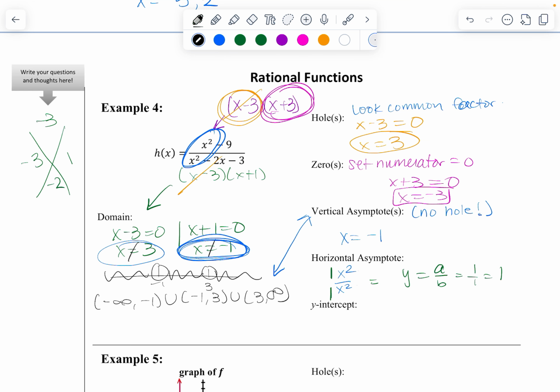And our y-intercept, remember, is when x equals 0. Solve by plugging in 0. So we've got 0 squared minus 9 all over 0 squared minus 2 times 0 minus 3. And we get negative 9 over negative 3, which is positive 3. Okay, here we go. Let's look at the next one.